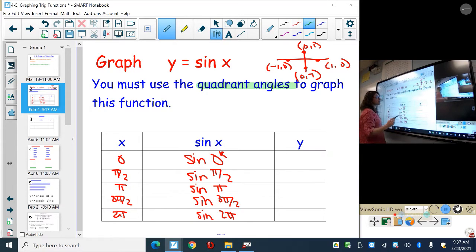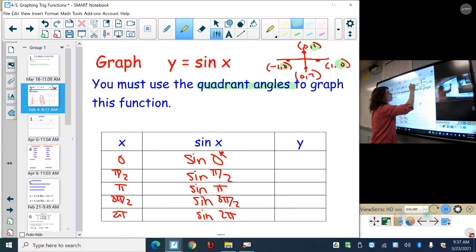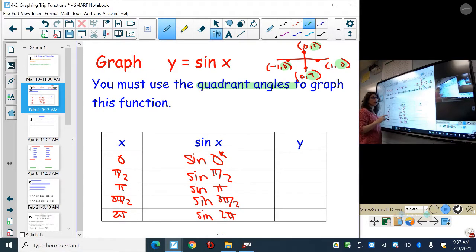Now, what I need your brain to grab is the y coordinate of every one of these ordered pairs. That's what I need your brain to grab. Why the y coordinate? Because I am doing sine, and sine is the y coordinate of those ordered pairs. So the sine at 0 is understood to be 0. So I would graph the ordered pair 0, 0. At pi over 2, my sine value is 1. At pi, my sine value is 0. At 3 pi over 2, my sine value is negative 1. And at 2 pi, my sine value is going to be back at 0.